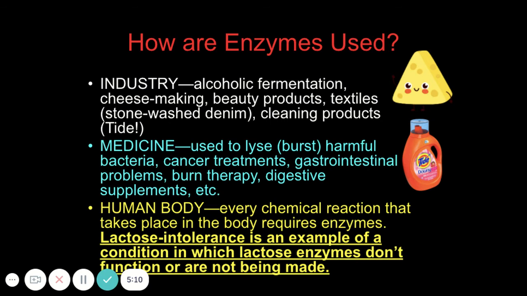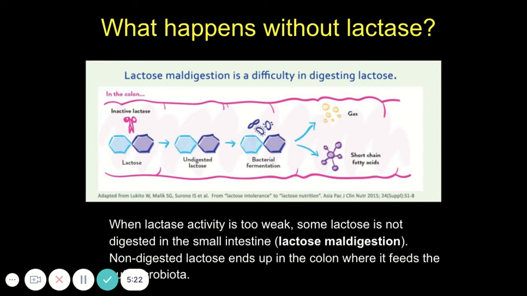For example, there are people who lack certain enzymes, and we call them lactose intolerant. It's an example in which the lactase enzymes don't function or are not properly being made. So, if you don't have lactase or you don't have enough lactase, then you might suffer a condition called lactose maldigestion. If you don't have enough of the enzyme, then the lactose from the milk is sitting in your gut tract or your small intestine, undigested, and it feeds certain bacteria, which create gas and just kind of make you feel yucky.